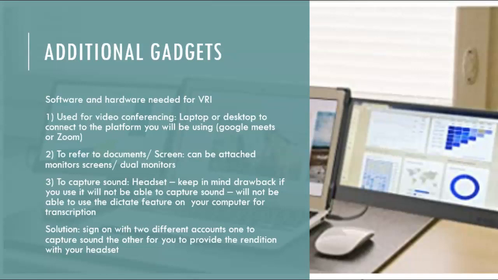And a lot of interpreters or translators use dual monitors because they want to be looking on their screen at the person or the group of people that they're going to be servicing. But they also want to look at the documents. So a lot of people use dual monitors or screens that can be attached, a monitor screen.